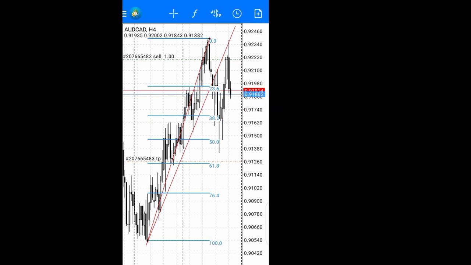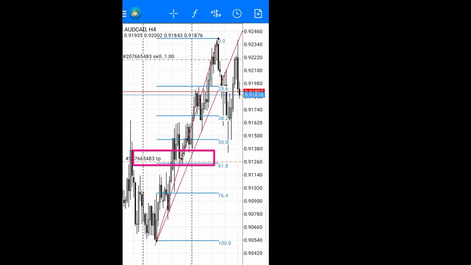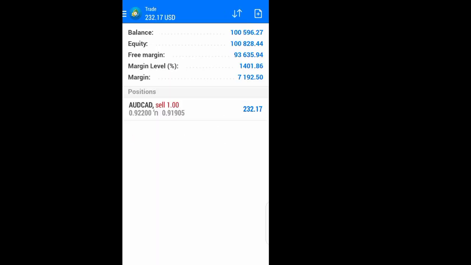Now, where will I be targeting? My target is 61.8% Fibonacci retracement. It's aligned with this very demand zone, so that's where I'll be targeting. The market is already on, so here it is. I'm already making $230.